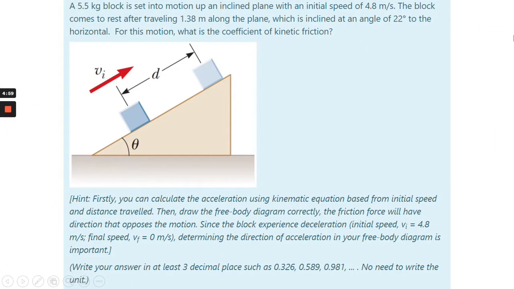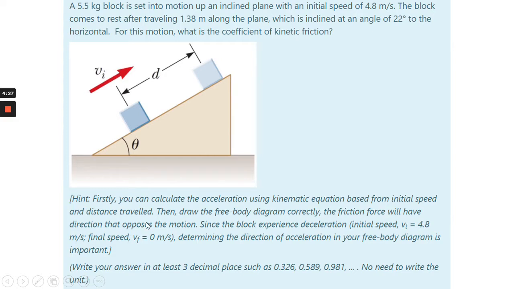This is the second question inside of the revision set for topic 3. A 5.5 kilogram block is set into motion up an inclined plane with an initial speed of 4.8 meters per second. The block comes to rest after traveling 1.38 meters along the plane, which is inclined at an angle of 22 degrees to the horizontal. For this motion, what is the coefficient of kinetic friction?